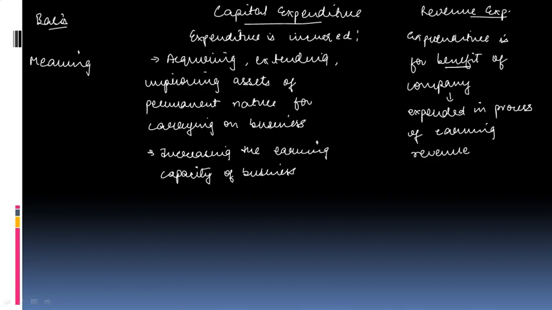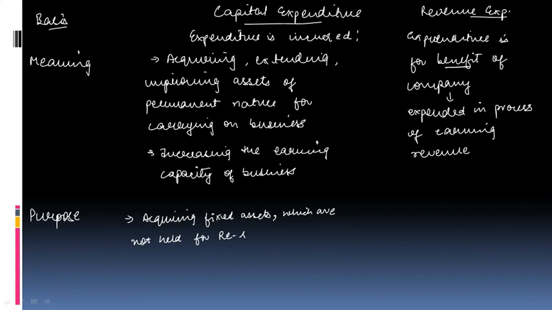And now moving on to the next part, that is all about purpose. So what is the purpose of capital expenditure? The purpose of capital expenditure is, first of all, you are acquiring assets. You are acquiring fixed assets, particularly, which are not held for resale. If a company is acquiring any kind of land, building, they are not going to be there for sale. That is going to be a part of the company's assets, right?